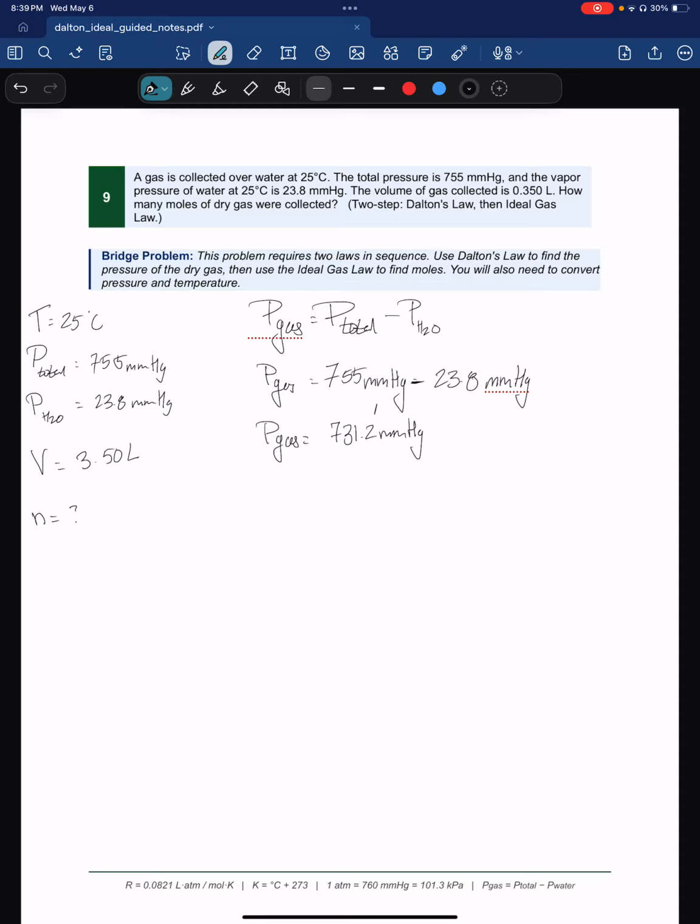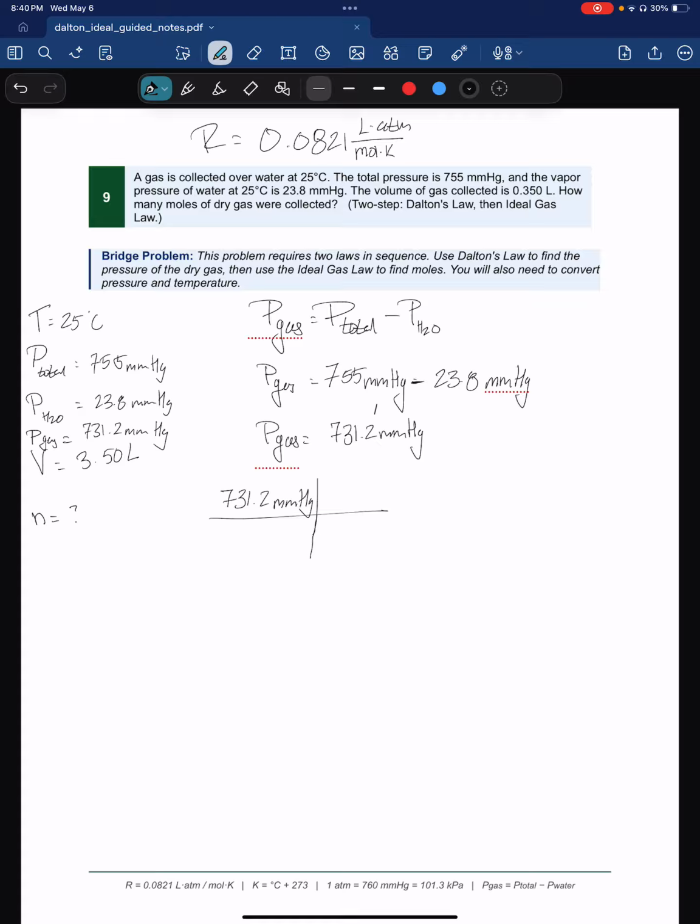Now I need to fill that out here. The P gas is equal to 731.2 millimeters of mercury. Remember that my R constant gives me the units that everything needs to be in. And we can see here that the pressure is not in the right unit. So the next thing I'm going to do is take the pressure of my gas, 731.2 millimeters of mercury, and convert that.